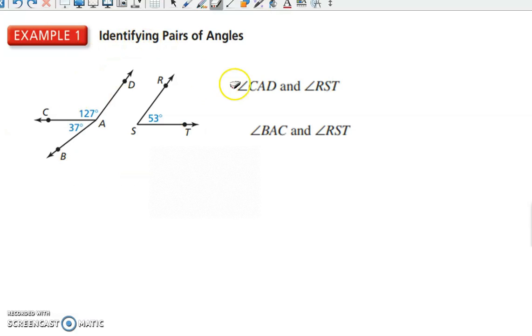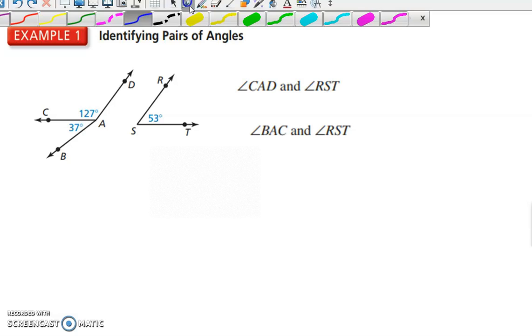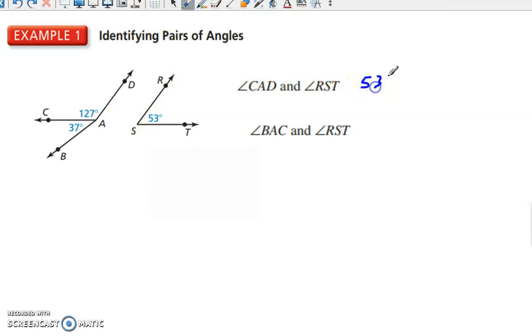Okay, if I want to identify CAD and RST using the ones that we just had, well, I'll look at their measures and see that 53 degrees plus 127 degrees is 180 degrees. Therefore, these are supplementary.